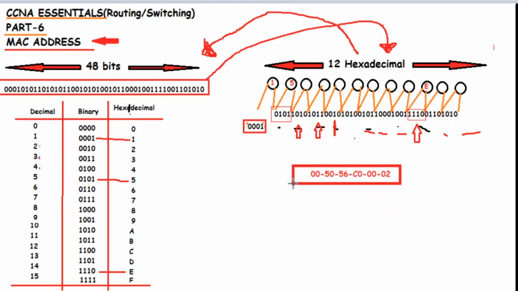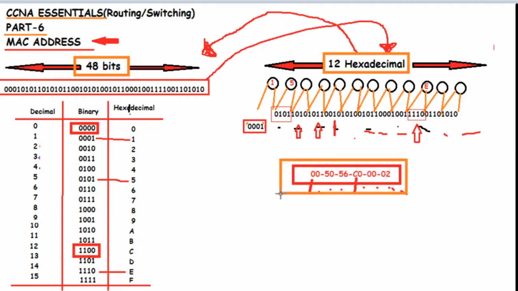So these are the 12 hexadecimal values. Therefore, each character in here is actually 4 binary bits. This single 0 right here is 4 zeros when computed, and this C here is 1100, and so on. So now it should be clear when we say a MAC address is 48 bits long, expressed in 12 hexadecimal digits, and you should be able to perform binary hexadecimal conversion.